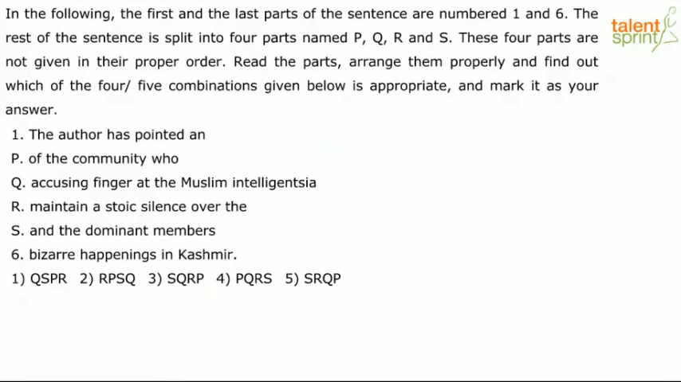Right? "The author has pointed an..." We have the indefinite article "an", and the only option that I can connect that link with is Q, "accusing." Look at my options. What's the one that is giving me that option? Option 1, QSPR. "The author has pointed an accusing finger at the..." and then the whole sequence, just to make sure that this is the sequence. If the sequence is right, just read through. "The author has pointed an accusing finger at the Muslim intelligentsia and the dominant members of the community who maintain a stoic silence over the bizarre happenings in Kashmir."